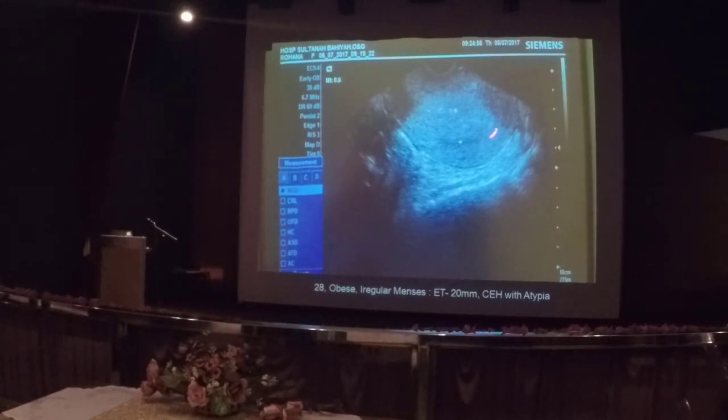So then you need to realize this. This patient was finally diagnosed to have complex endometrial hyperplasia with atypia, which is a precancerous lesion. That's why we want to stress you must know what is normal. If you don't know what is normal, then it's very difficult to diagnose what is abnormal.